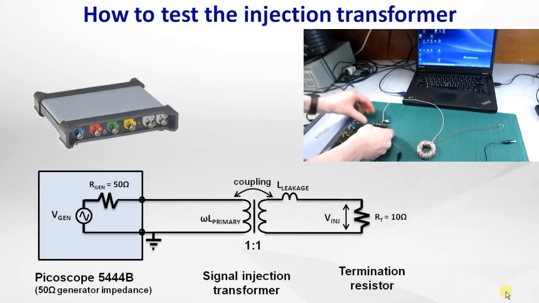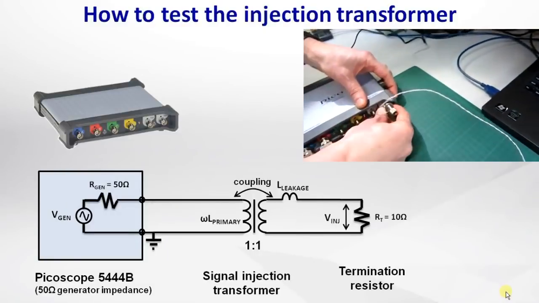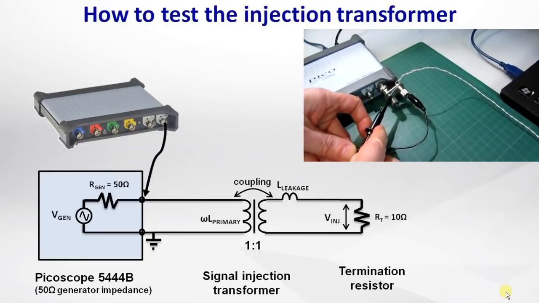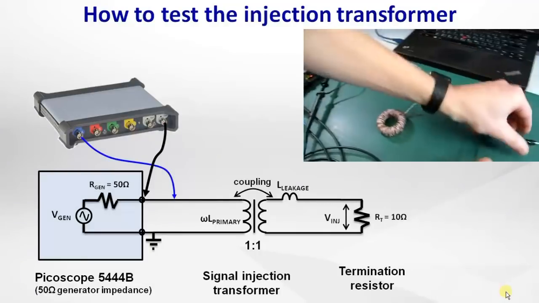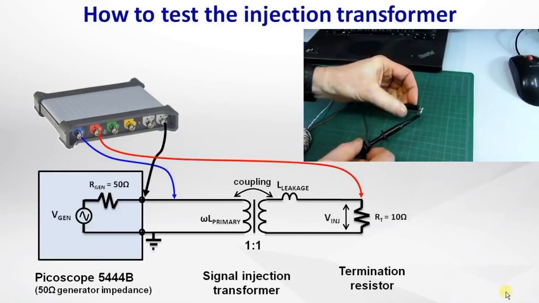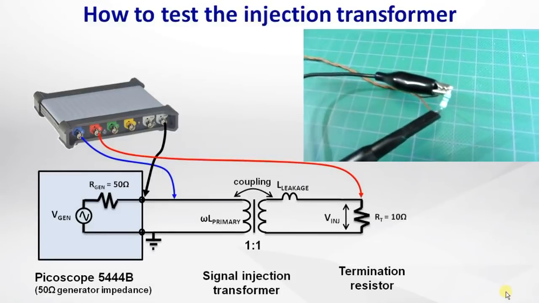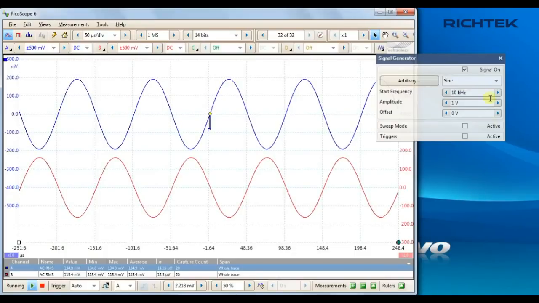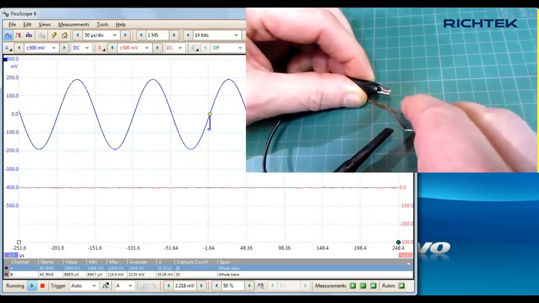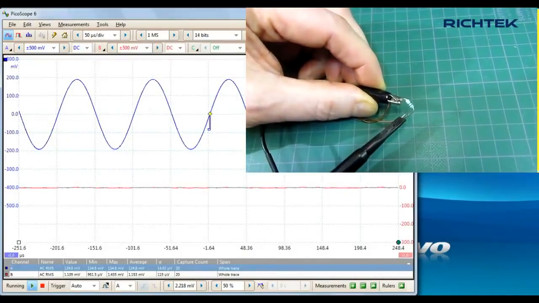Let's use the Picoscope with a sine wave generator to look at the transformer input and output signals. Connect the Picoscope generator to the transformer input, connect channel A to the transformer input and channel B to the transformer output, and terminate the transformer with 10 ohms. I have set the generator at 10 kHz and 1 volt peak. The top blue waveform is the input signal and the red bottom is the output signal. If the signals are out of phase, just reverse the probe connection at the transformer output.